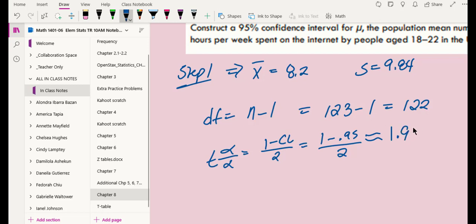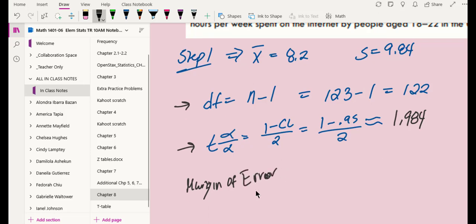1.9, what was it, 9839? So we're just going to say it'll be 1.984. Okay? Now, we have our degrees of freedom, we have our critical value, and now we need our margin of error, right? Now, the margin of error is the exact same way that we were doing before when we were doing the other confidence intervals, right?